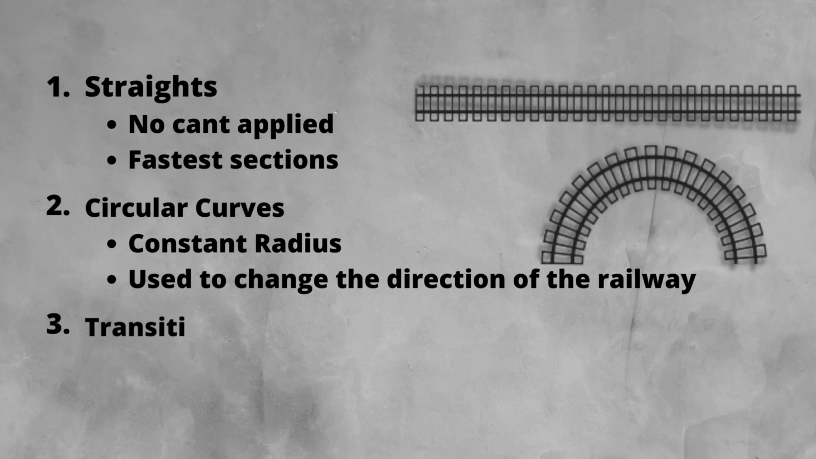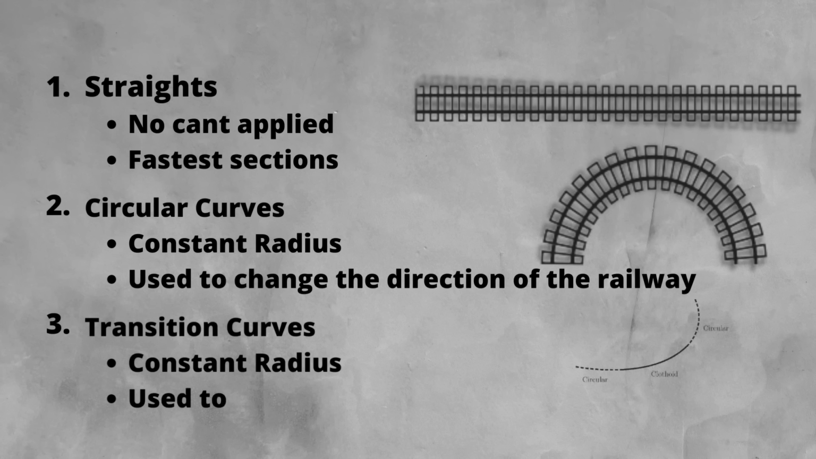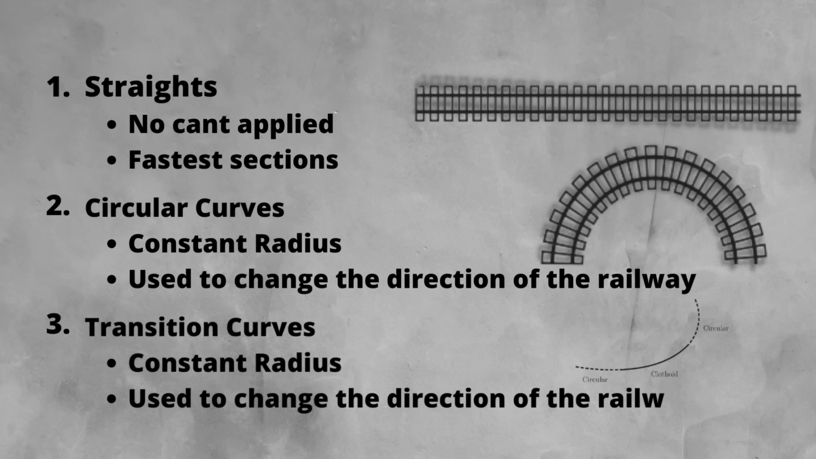Lastly, we have transition curves. Transitions are in reality a spiral, known in maths as a clothoid. They have a constantly changing radius. Transitions and their use is important for the comfort and safety of passengers. We will look at this in more depth later in this video.